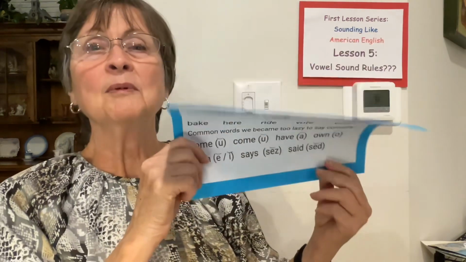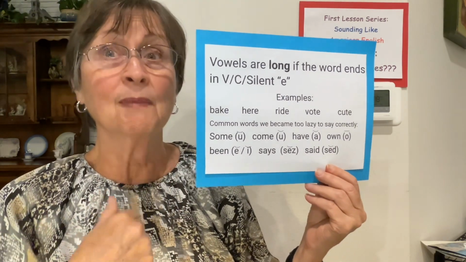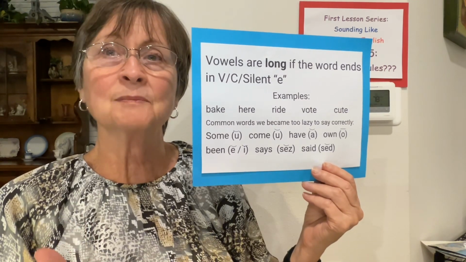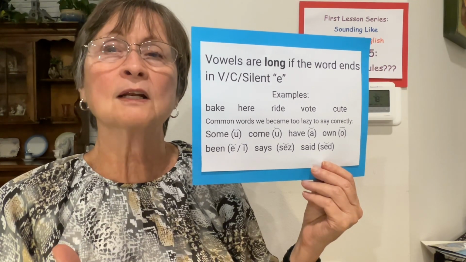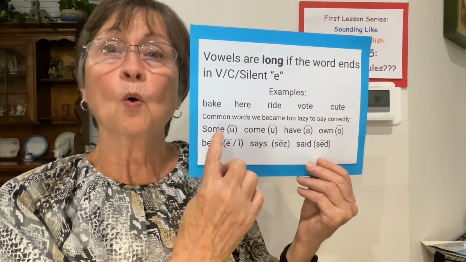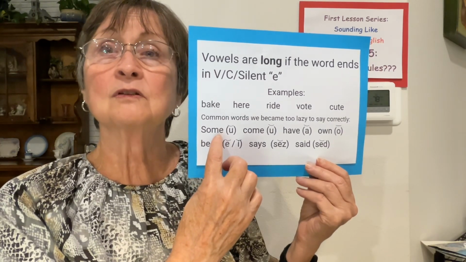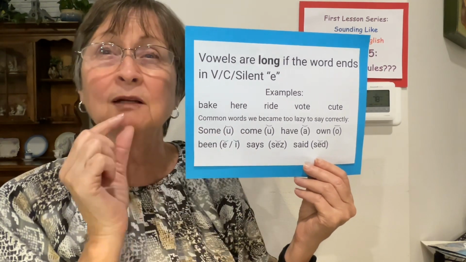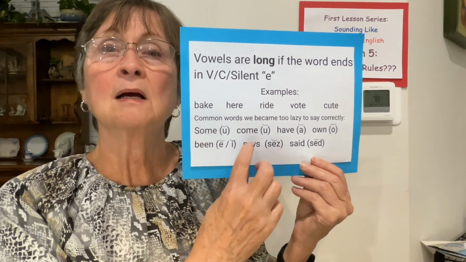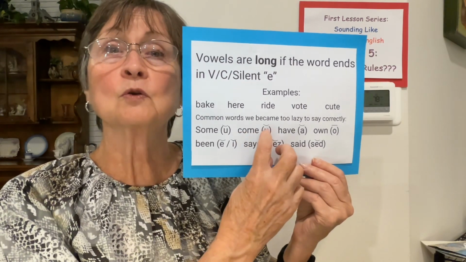The problem is that we got lazy. That's what I call it. That's my version. With words that we use many, many times, we started saying it in an easier way. This should be "some" with a long O, but it's easier just to say "some" rather than that. It's just a little bit easier. So this word became "some." "Comb" is what it should be, but we say "come," short U.